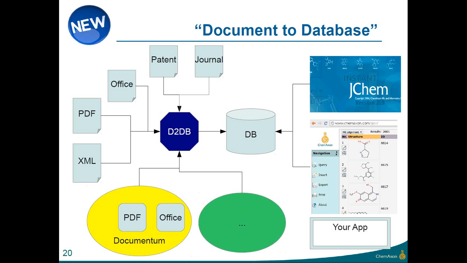It can handle things like if you process the same set of documents again, it will notice those that are not modified and skip them, or it will reindex those that were modified or delete those that disappeared from your source. And so it creates this database that can then be queried, or it can be visualized, for instance, using Instant JChem or a web service or a web application or your own application. So this is the architecture.